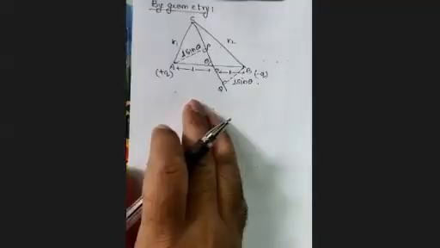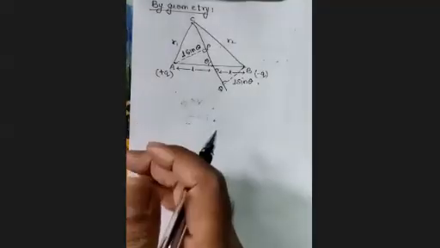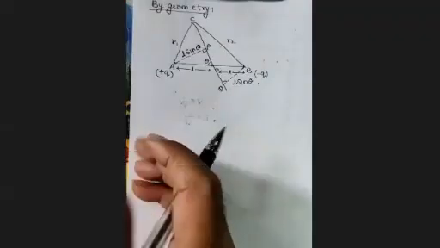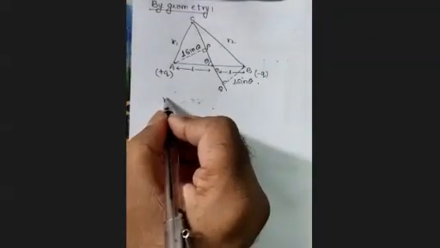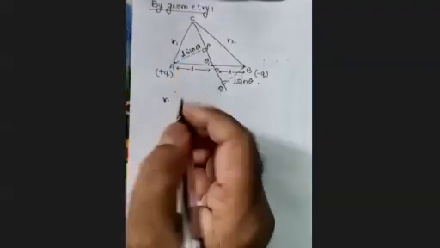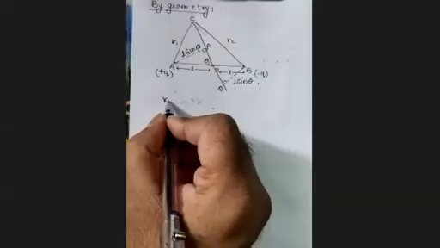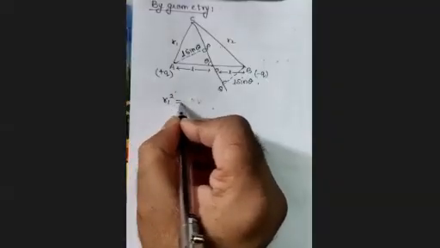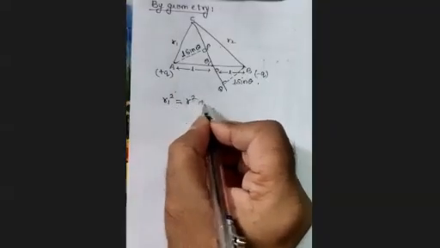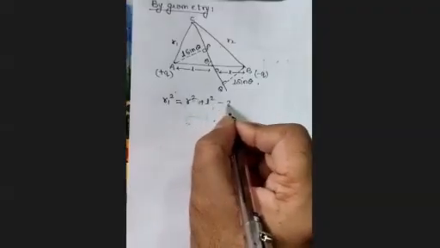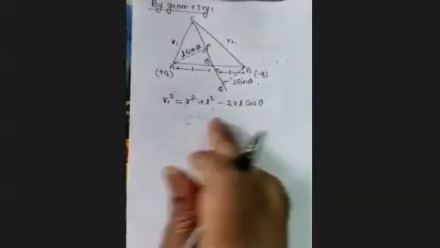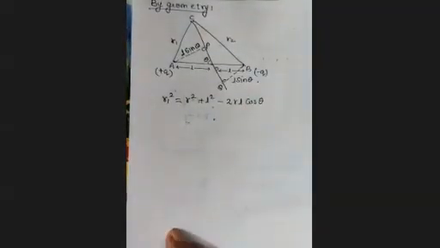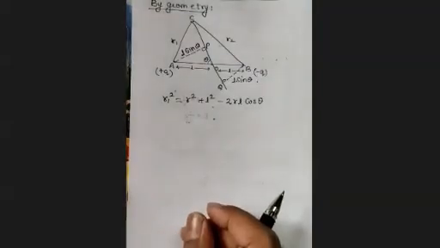Now, by using the geometry of a triangle, शायद आपको पता हो, there is a formula which I am applying here. ध्यान से देखिए, आपको शायद समझ में आए. R1 square is equal to R square plus L square minus 2 times of RL cos theta. Cosine rule in triangles.